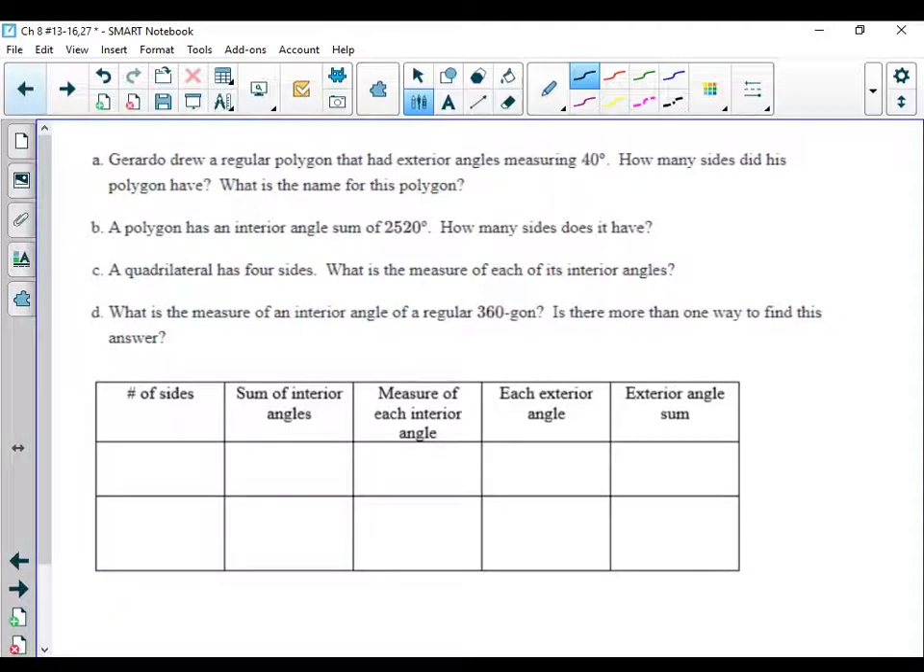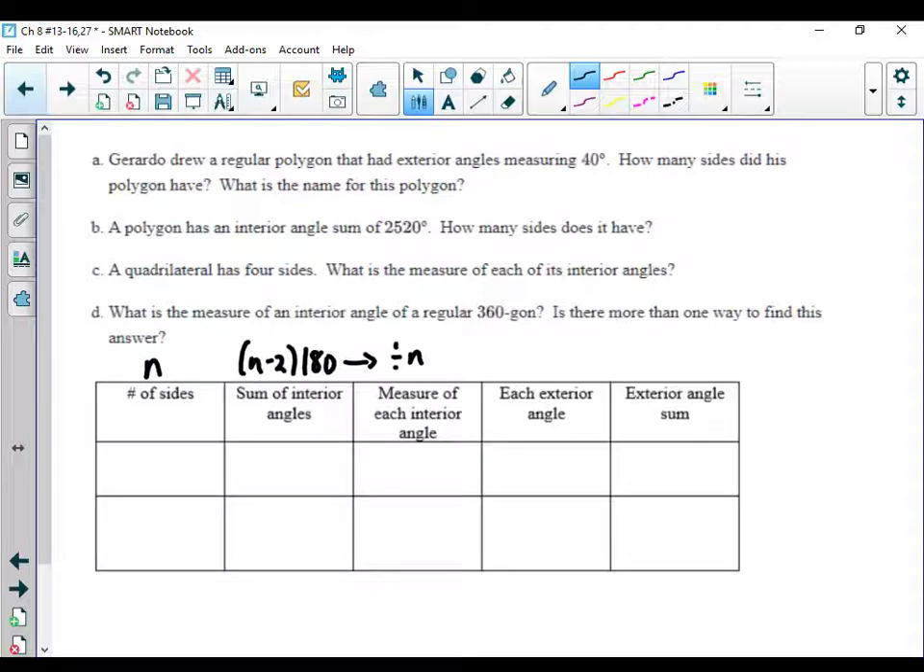A lot of times what I like to do is set up a table. And notice my table here that I have. Now, I may not need all these pieces all the time, but they all have relationships between one another. So notice in our table, I've got the number of sides, which a lot of times we call n. We've got the sum of the interior angles, which I can find if I do n minus 2 times 180. I've got the measure of each interior angle, which I can find by taking this total and dividing it by how many sides I have.